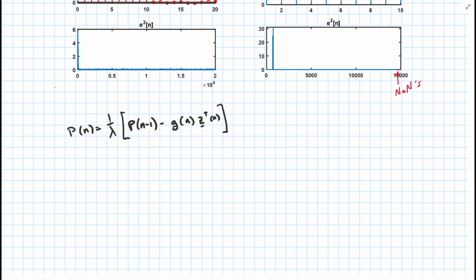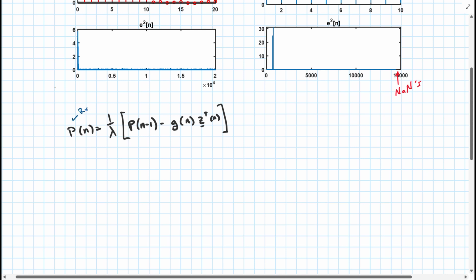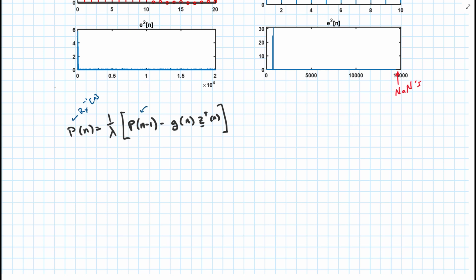To better understand, we can go look at our update equation for P. P, as you recall, is Rx inverse. So P of n minus 1 would be Rx inverse at time n minus 1. And this has some nice properties. We know that it is positive definite and symmetric.